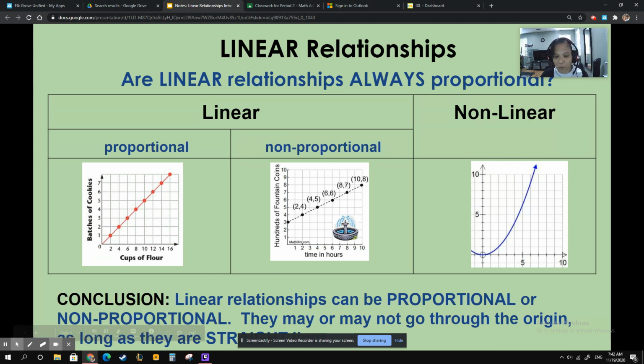go through the origin. And I'm sorry, this one's blocking it. But as long as they are a straight line, that's what it says in the end. And I will share the slides for you too so you can see it.